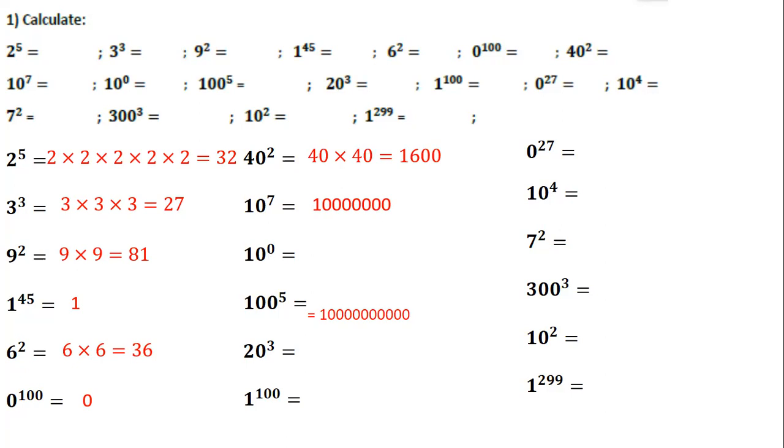None. Do we add any zeros? The exponent is 0, Julia. So we have to add no zeros. So what will be the answer, Julia? 1. The answer is 1. Always, Julia, when we are calculating a power of 10, from the base we take the 1 and we add zeros as the exponent. Since the exponent is 0, we add no zero near the 1. Got it, Julia? Yes. Okay, thank you, Julia.